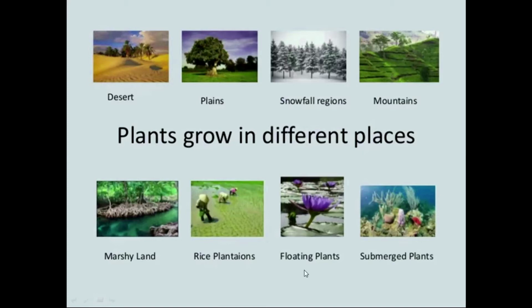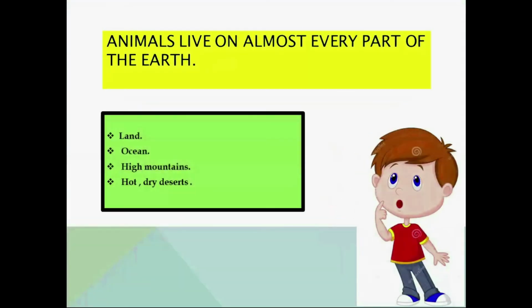Then there are some flowers, some plants which float on the surface of water. Those plants are called floating plants. And then there are submerged plants. Plants which are present in the water are called submerged plants or ocean plants. Now, like plants, animals also live on every part of the earth.